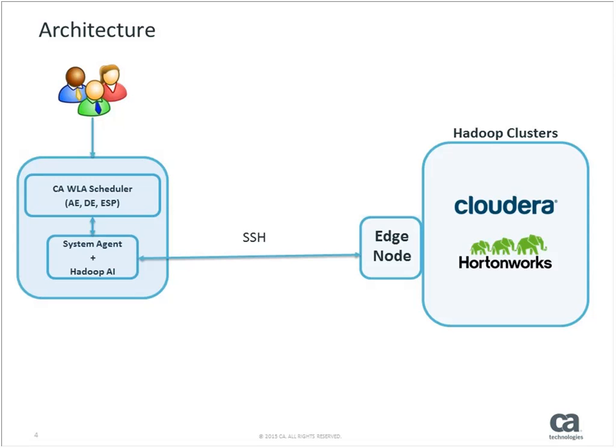With the Hadoop Advanced Integration, you define a connection profile, which you'll see done during the demonstration. This connection profile specifies what edge node to connect to from the system agent in order to then execute Hadoop workload within your Hadoop cluster. As you can see on the screen, today we currently support Cloudera and Hortonworks distributions, and we are also in the process of certifying MapR and IBM BigInsights.